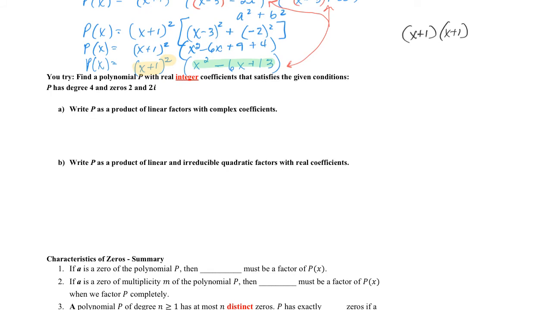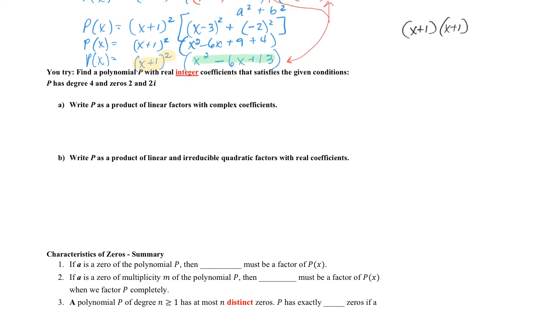All right, so for the next problem, I'd like for you to try this one on your own. We find a polynomial p with real integer coefficients, so integers, counting numbers, okay, that satisfy the given conditions. We're told that it has degree 4, and it has zeros at 2 and 2i. So first you're going to write it as a product of linear factors with complex coefficients. So that means that if you have imaginary numbers, that's okay. And then you'll write it as a product of linear and irreducible quadratics, this time with real coefficients, so no imaginary numbers. So work on that, come back and check your work and see how you did.